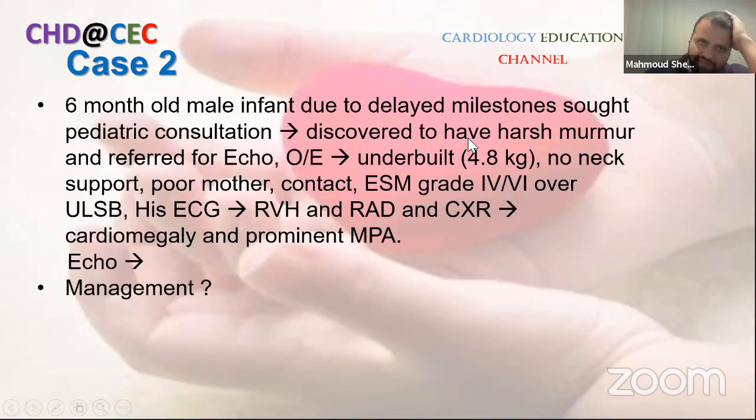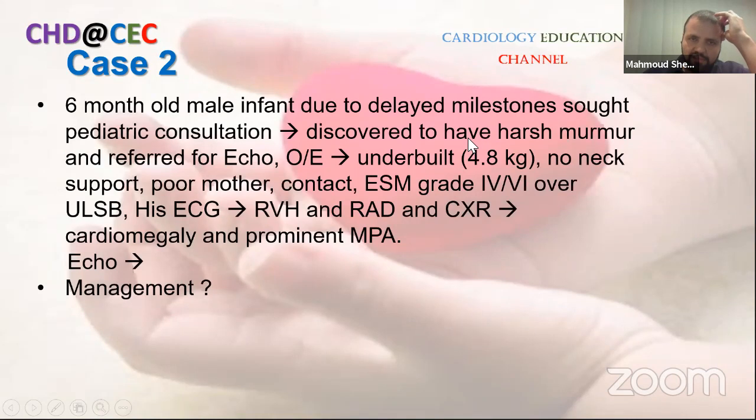So, a 6-month-old male infant, due to delayed milestones, sought medical advice and pediatric consultation, and during examination the pediatrician discovered a harsh murmur and referred him for echo. On examination, the baby is underbuilt, 4.8 kilograms, no neck support, poor mother contact, with an ejection systolic murmur grade 4/6 over the upper left sternal border.